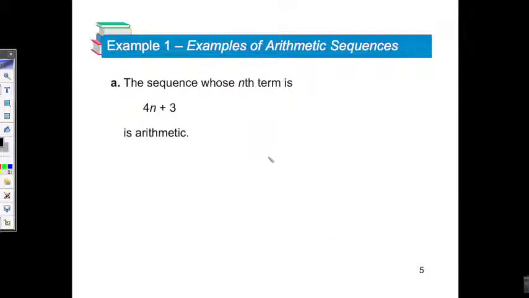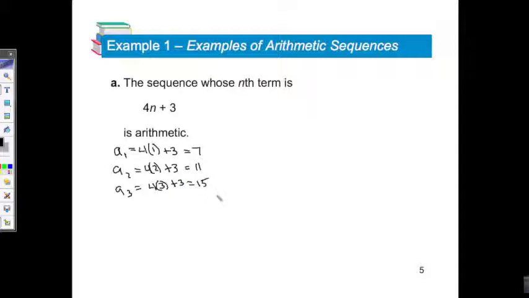So let's take a look at one that we have here. A sequence whose nth term is 4n plus 3. Let's see if this is arithmetic. Well, first I need to figure out what some of the terms are. The first term, term 1, is going to be 4 times 1 plus 3, which is 7. The second term will be 4 times 2 plus 3, which is 8 plus 3, 11. And the third term, 4 times 3 plus 3, 12 plus 3, 15.